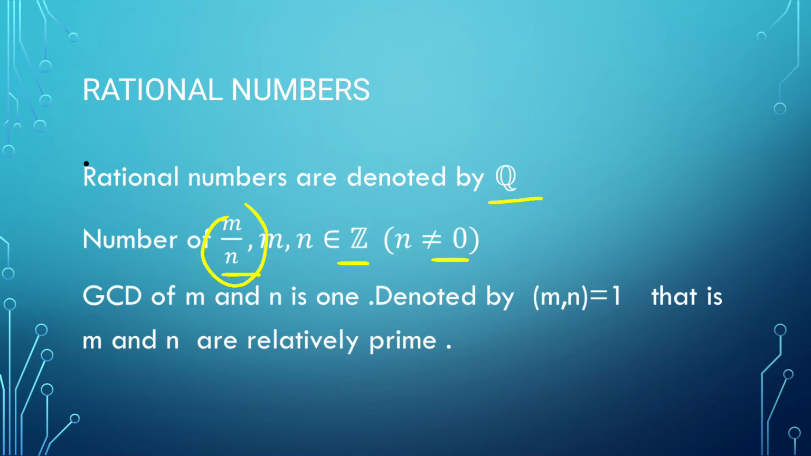In this case, m and n have a GCD of 1, which implies that m and n are relatively prime. So for a number to be a rational number, the GCD of the denominator and the numerator should be 1. So it's relatively prime. Such a number, we call it a rational number.